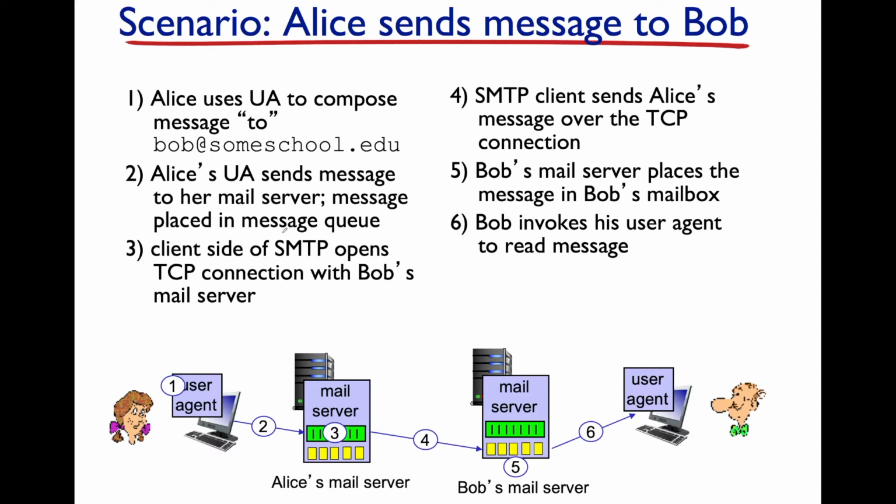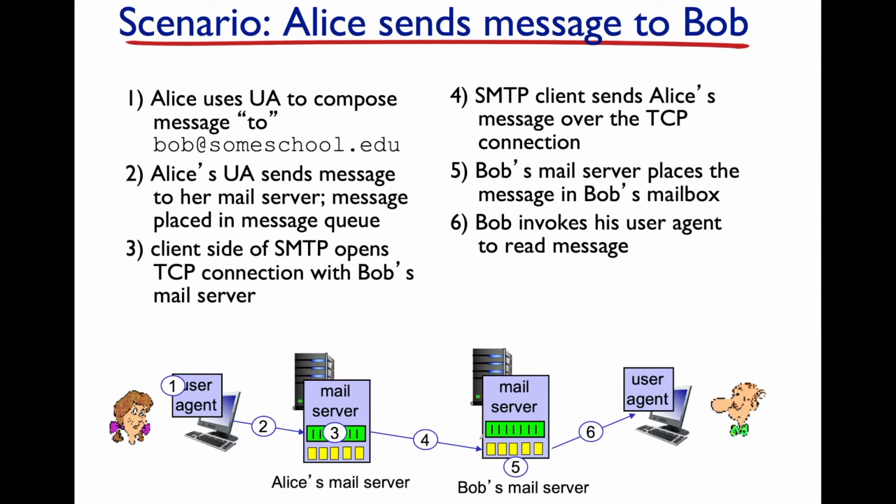destined for username Bob at mailserver@someschool.edu. Now Alice's user agent then, after she composes her message, sends it to her mail server, and that message is placed into her mail server's outgoing message queue. Now, eventually, this SMTP process runs, and it picks up the message from the head of the queue and sends that message by opening a connection to Bob's email server at someschool.edu.